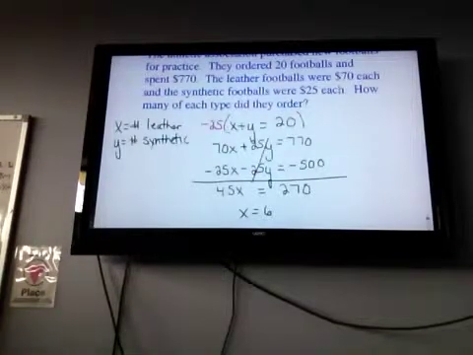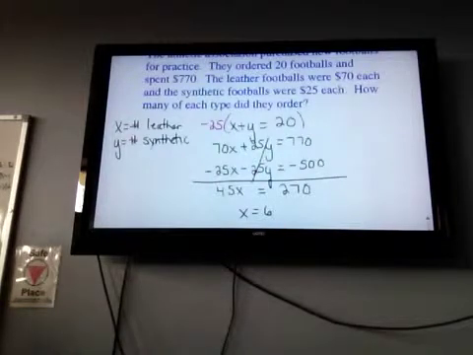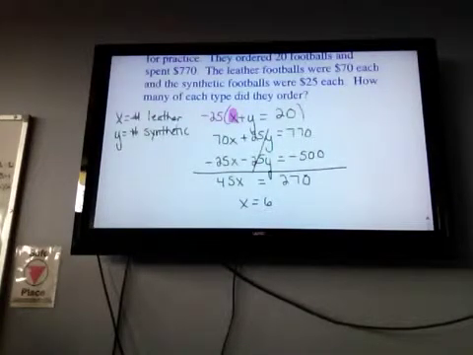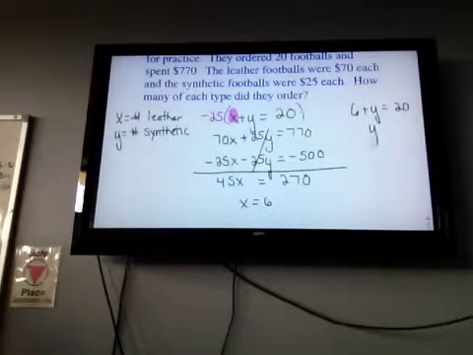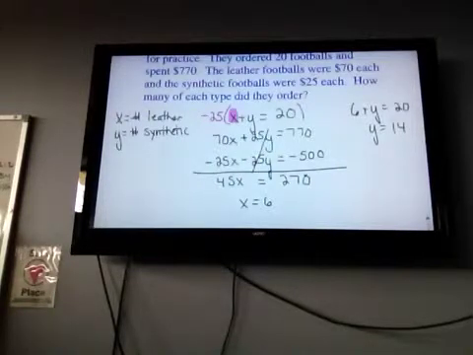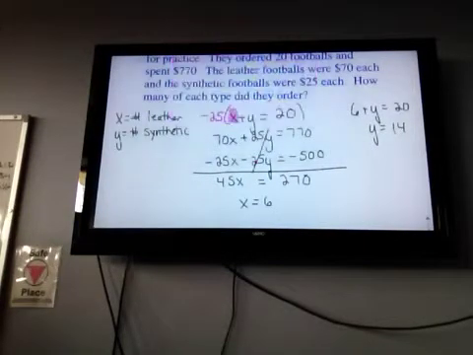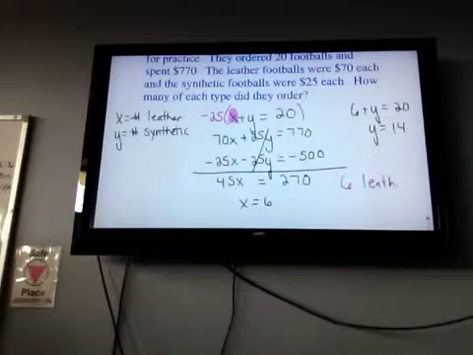So again, you don't want to get a negative or a decimal, because you can't have fractions of footballs or negative footballs. And again, the best place to put that back in is going to be here, because that's the least amount of work. So 6 plus Y equals 20. Subtract 6, and Y is 14. So we're going to have 6 leather and 14 synthetic.